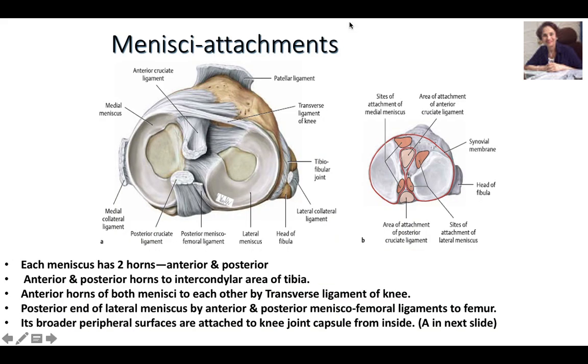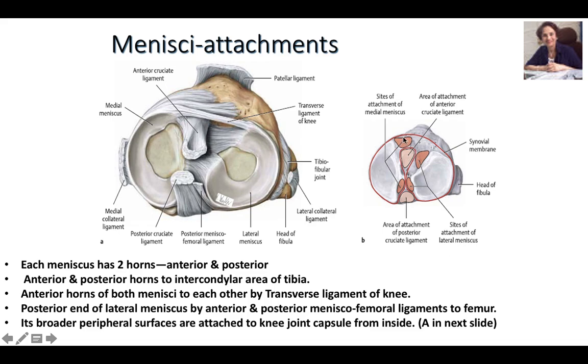So what are the attachments of the menisci? Now each meniscus has two horns or two ends, anterior and posterior, and these ends are called horns. So anterior and posterior horn of both the menisci are attached to the area between the two condyles, that is here. This is called the intercondylar area, which does not have the articular cartilage, while the rest of the condyles are covered by articular cartilage.